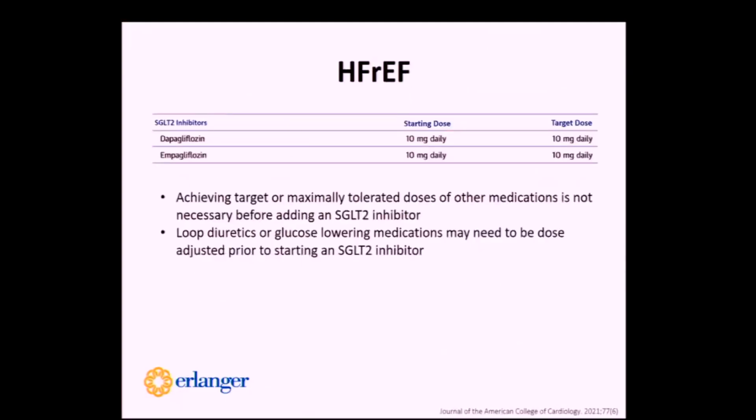So of note, the consensus also says that achieving target or maximally tolerated doses of other medications is not necessary before adding an SGLT2 inhibitor. So those target doses of beta blockers or ACE/ARB do not have to be met first. And they say that loop diuretics or glucose-lowering medications may need to be dose-adjusted prior to starting the SGLT2 inhibitor because of those diuretic and glucose-lowering effects of the medications. And also of note, dapagliflozin and empagliflozin are the two they recommend, just because those are the trials that looked at heart failure. And the starting and target doses of those are all 10 milligrams in heart failure.